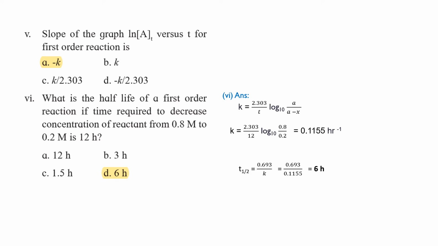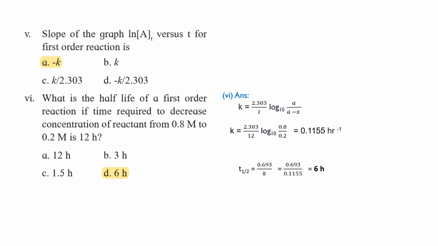The solution is, we know for the first order reaction, the rate constant K is equal to 2.303 upon T logarithm to the base 10 A upon A minus X, where A is the initial concentration and A minus X is the concentration of reactant after a time T. Or K is equal to 2.303 upon the time given in the question is 12 into logarithm to the base 10 the initial concentration is 0.8 upon final concentration is 0.2, which is equal to 0.1155 hour raised to minus 1.